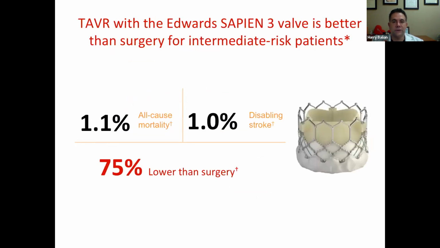So the TAVR Edwards SAPIEN 3 valve showed that the disabling stroke was 1% per year and then 1.1% mortality. It was 75% lower than the SAVR, which is the traditional surgery.